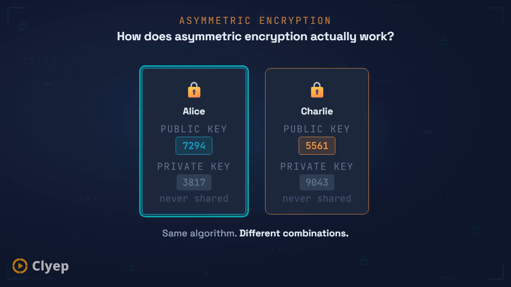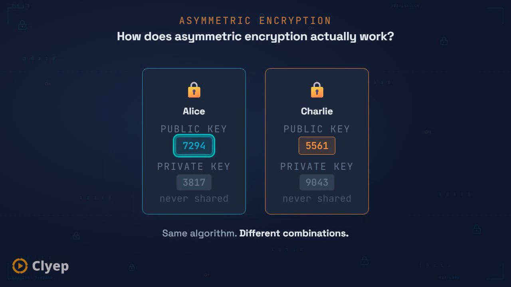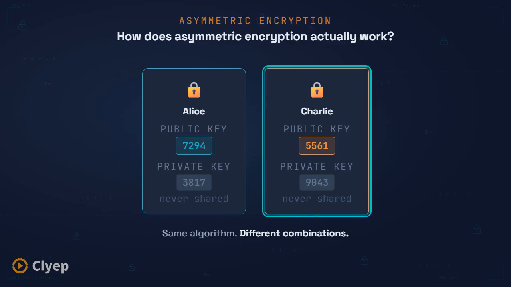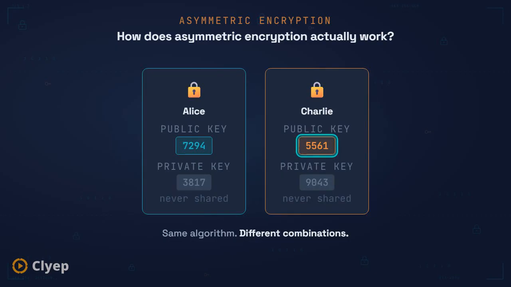Alice's public key is her combination, 7294. Anyone who wants to send Alice a secure message locks it with 7294. Charlie's public key is his combination, 5561. Lock with 5561, and only Charlie can open it.